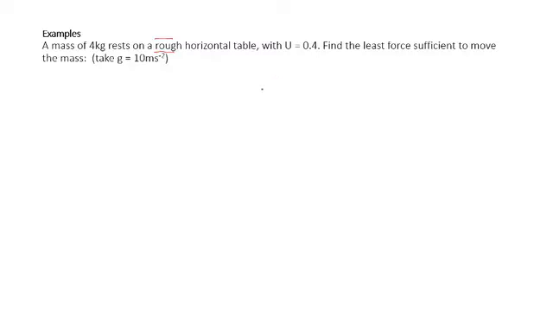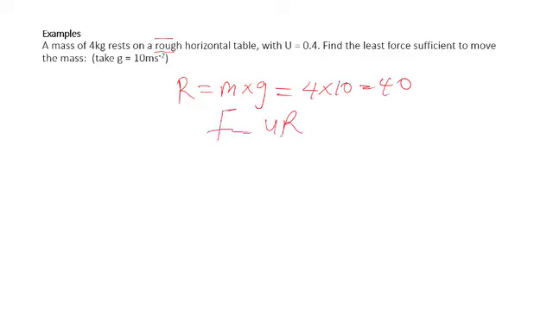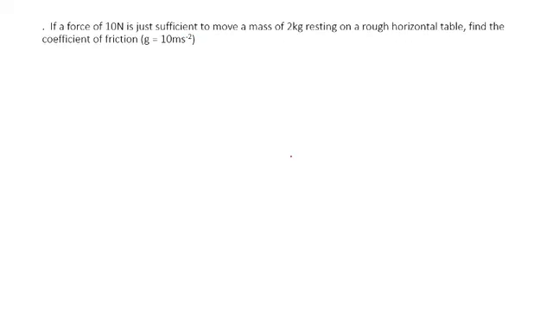So with this, R is equal to M times G, which is equal to 4 times 10, which is 40. And F is equal to U R, so F is equal to 0.4 times 40, so the value of F is equal to 16 Newton. So the least force sufficient to move the mass is equal to 16 Newton. Now we can still move further.